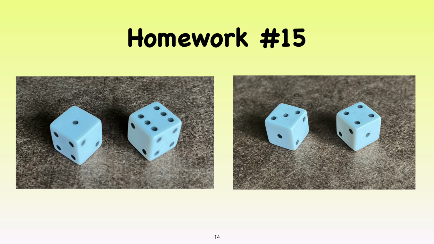The same pair of dice is on the right, with its opposite sides showing on the top. 2 and 1 are on the sides of each of those dice.